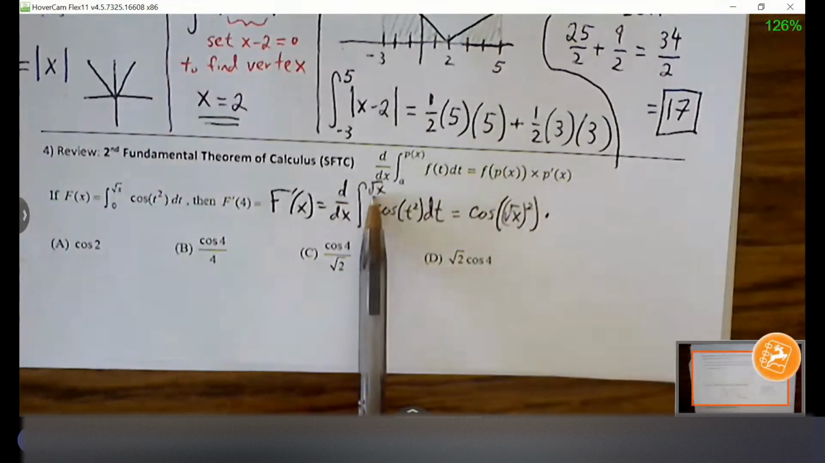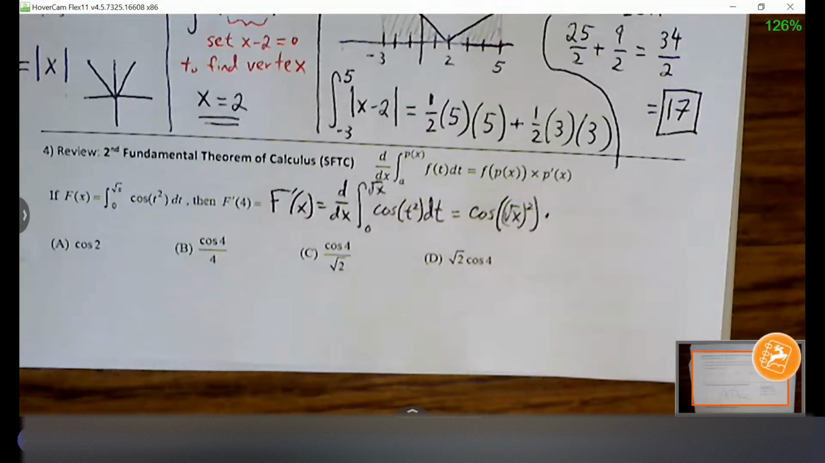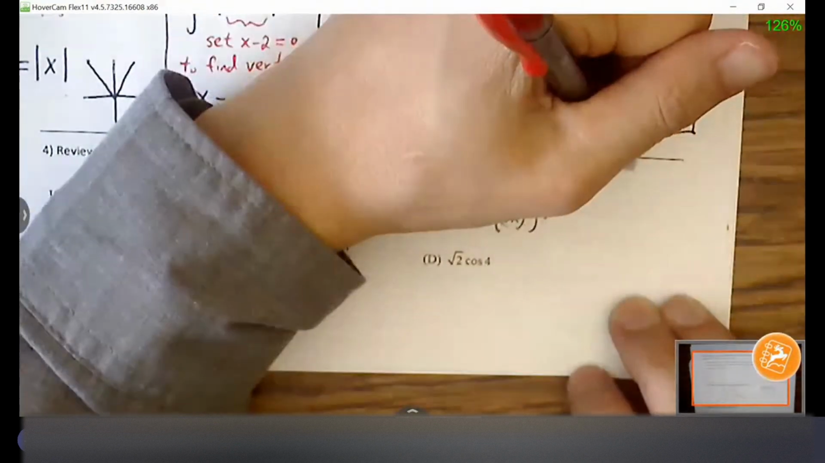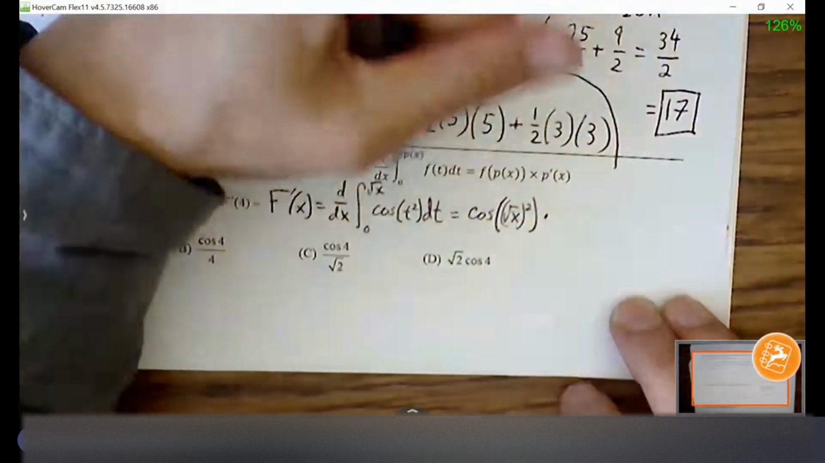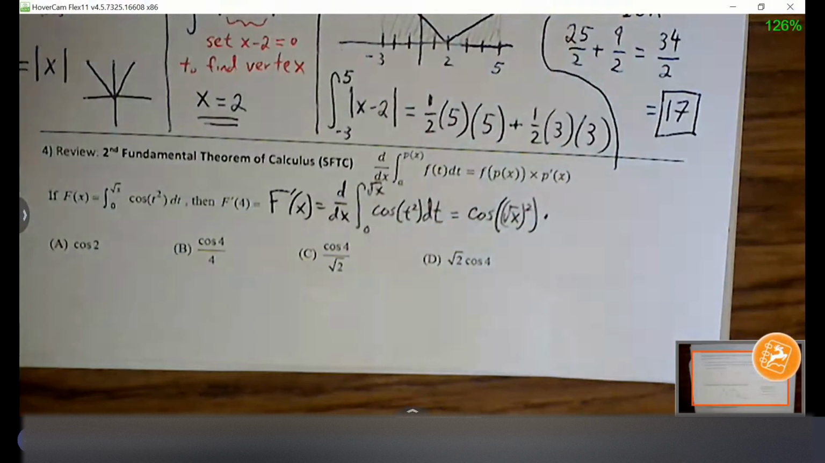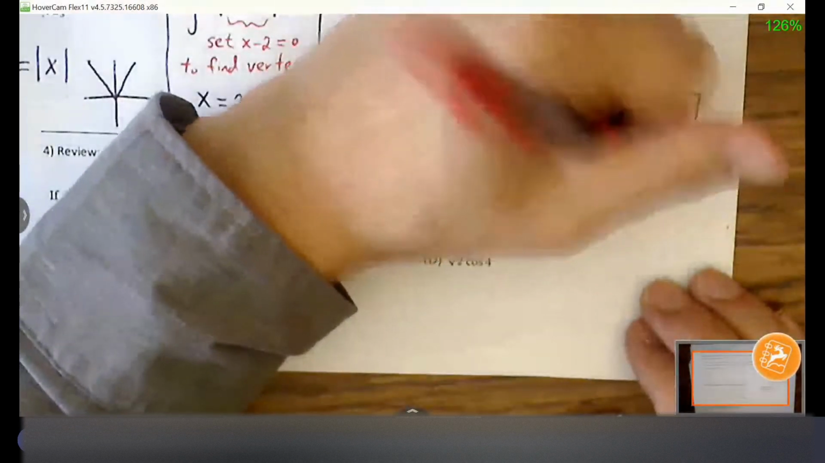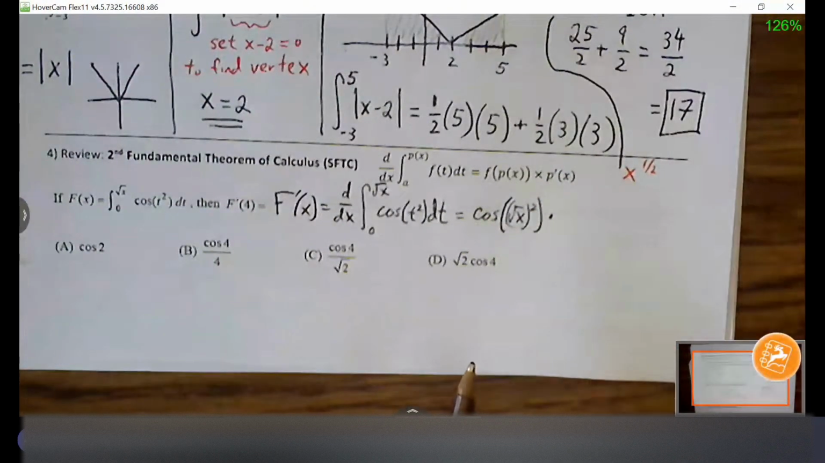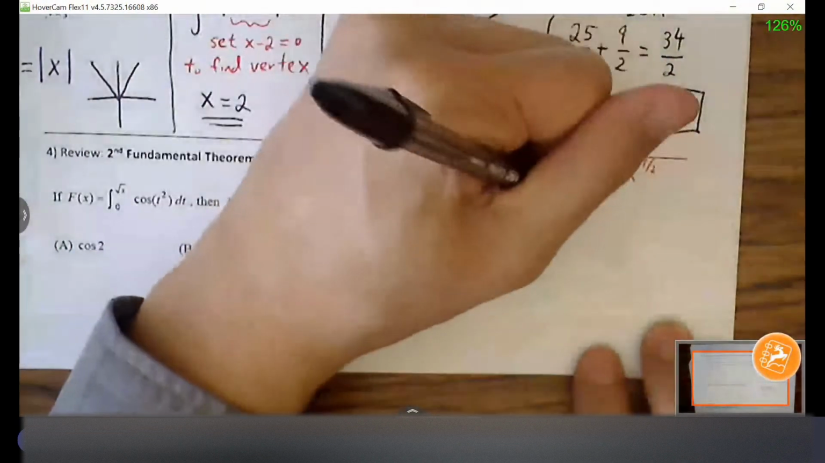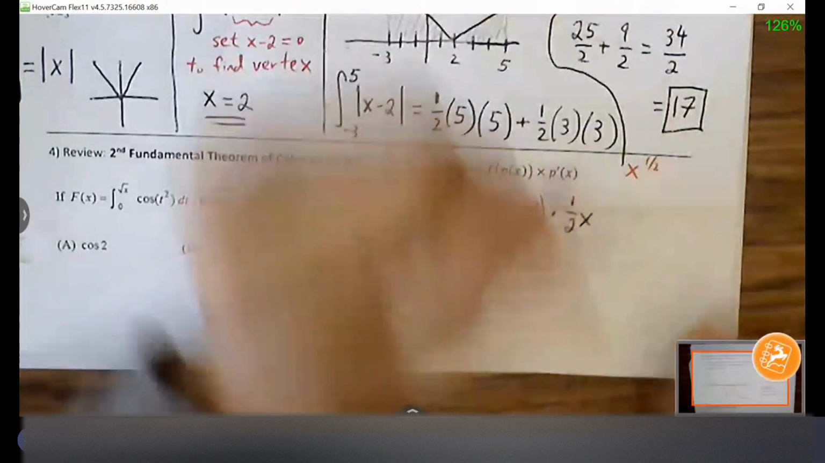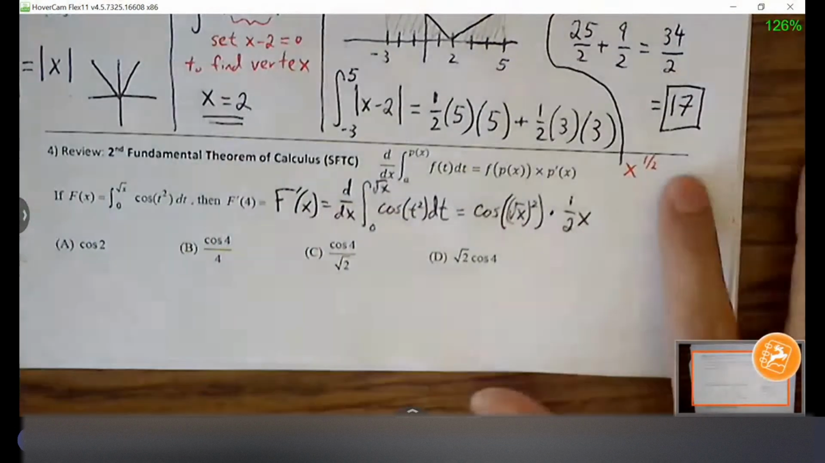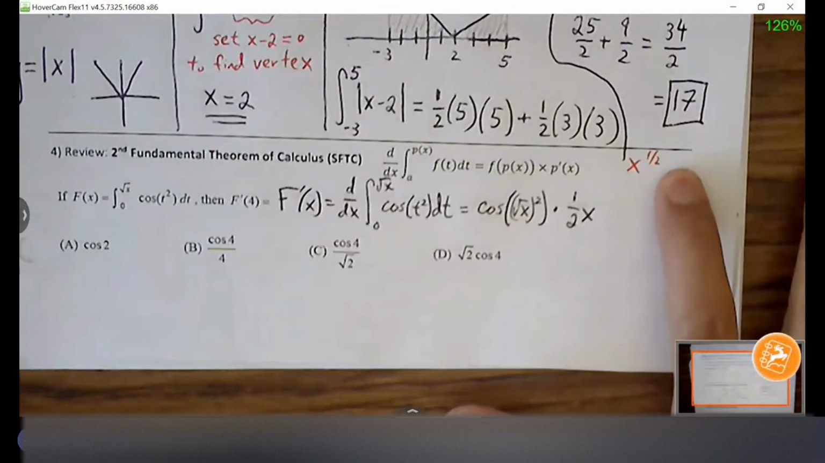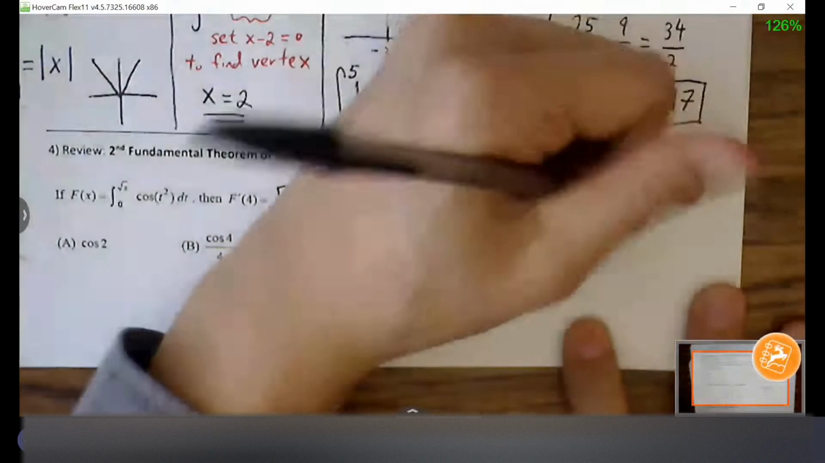So how do I take the derivative of root x? Okay, well, first up, how can we rewrite the square root of x? X to the 1/2. Yeah. So we go through the power rule, right? We bring the 1/2 down first. Then we subtract 1 from the exponent. 1/2 minus 1 is negative 1/2.